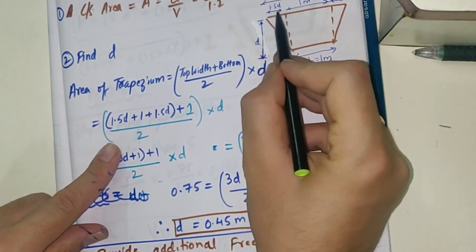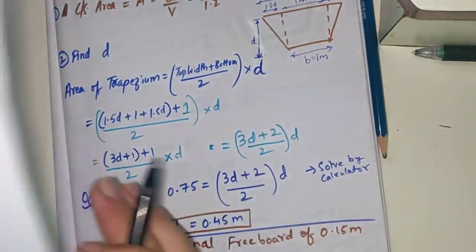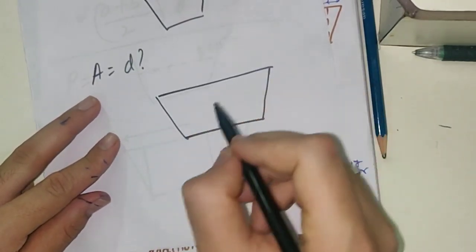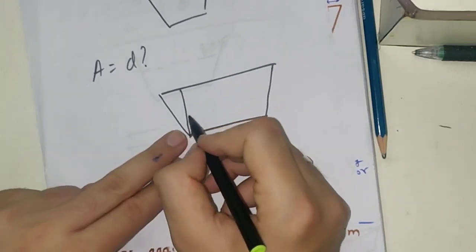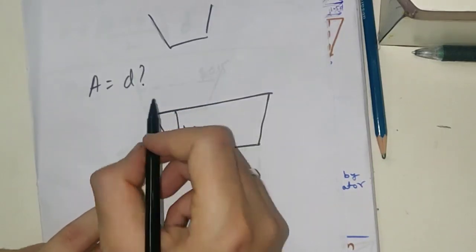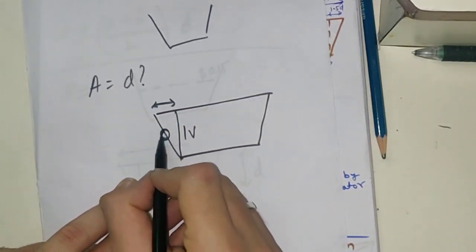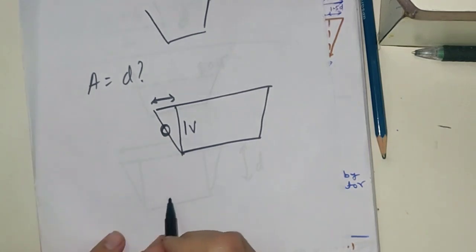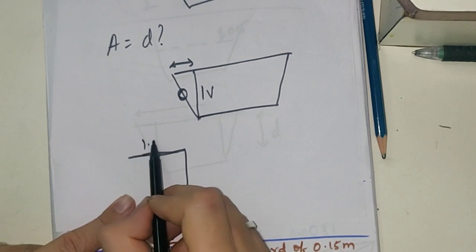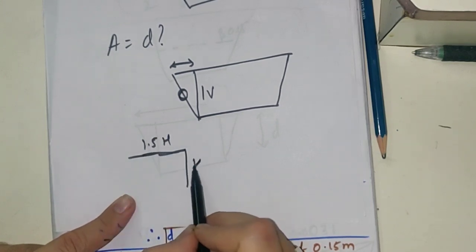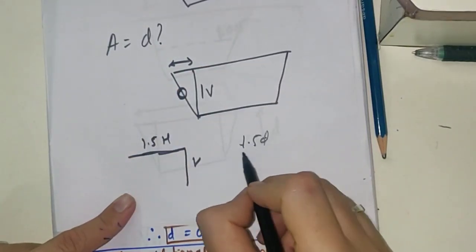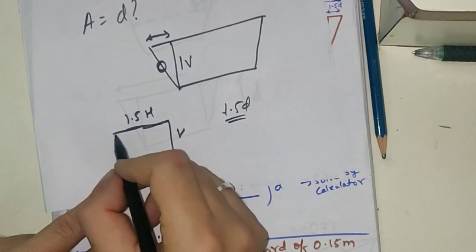How is this 1.5d? Just understand this. How is this 1.5? This is the most important thing. It is given as 1 vertical. If this is 1, how much is the horizontal? This is the cross slope given in the question. It says 1 vertical, 1.5 horizontal. So if this is D, how much will this be? It will be 1.5 D. That is the slope.